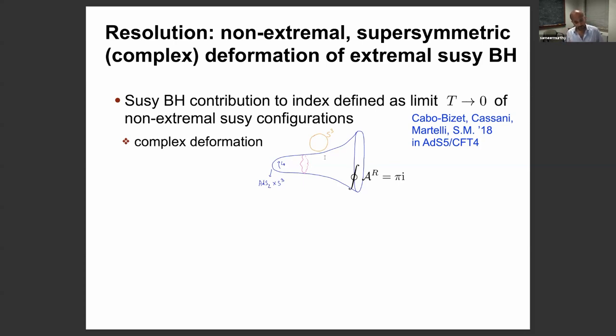What it means is that you want to write the dual to the index as (-1)^F, but (-1)^F can equivalently be written as a Wilson line for any R symmetry gauge field equal to πi. That's where the complex nature comes in. And this R symmetry gauge field could be either angular momentum or an R symmetry U(1) gauge field, whatever you have in the theory. And then this solution has flux for this gauge field.